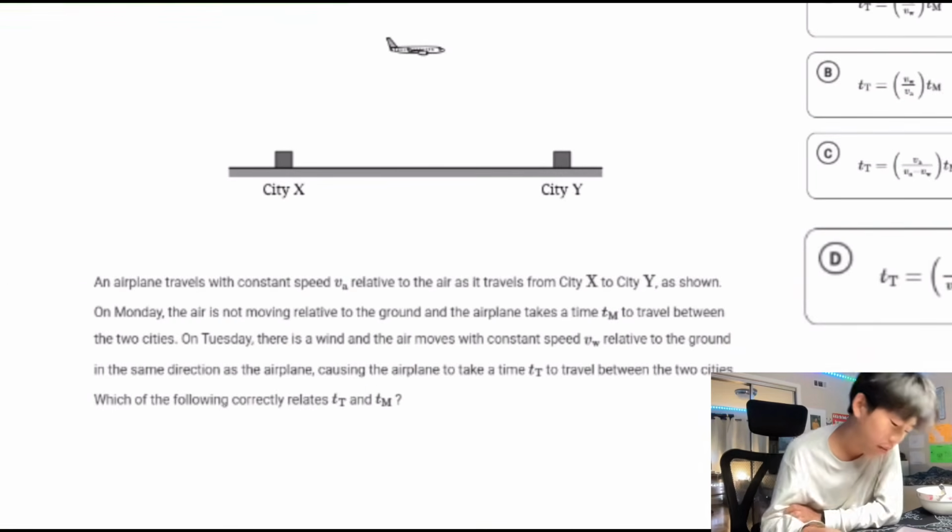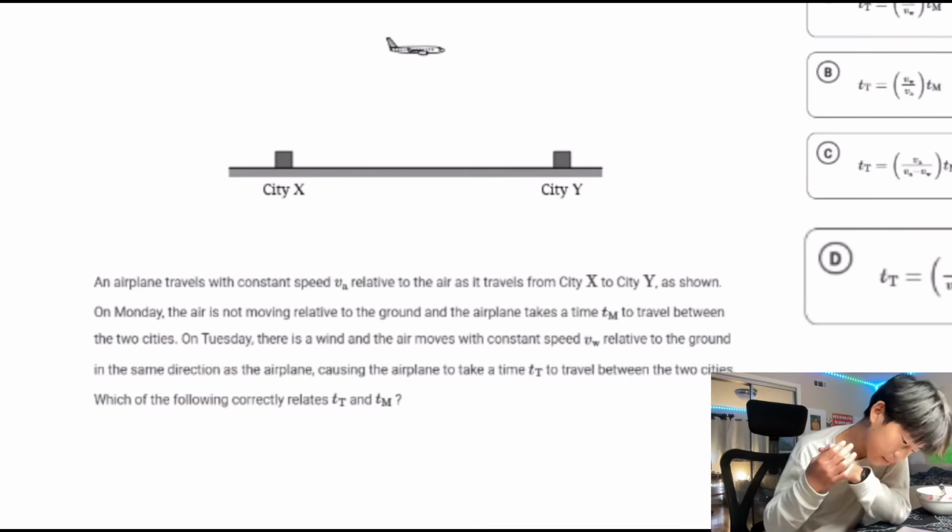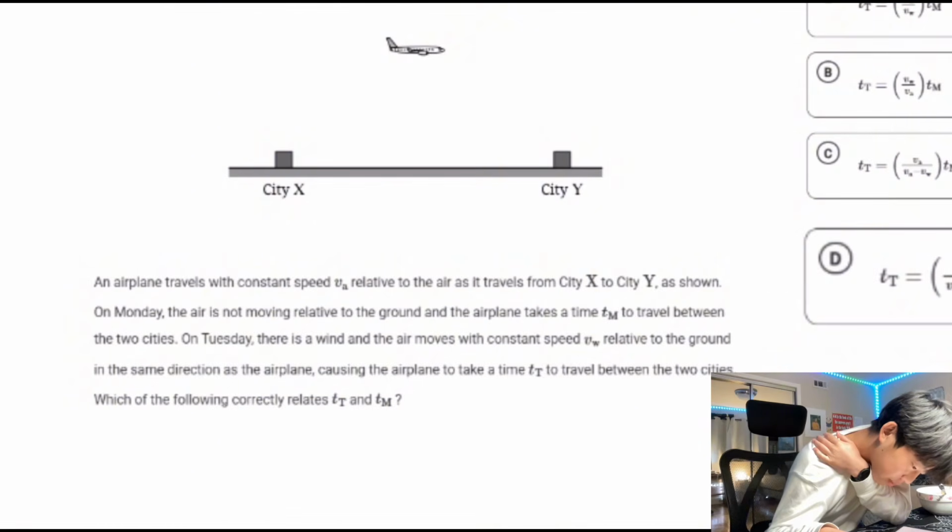Next question. This might be one of my least favorite questions of all time. But all right, I'll give you guys 30 seconds to try to figure it out, and then we can chill from there. I actually kind of need to read this. It's asking for time. Okay.